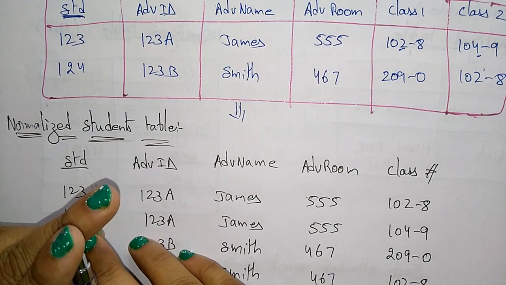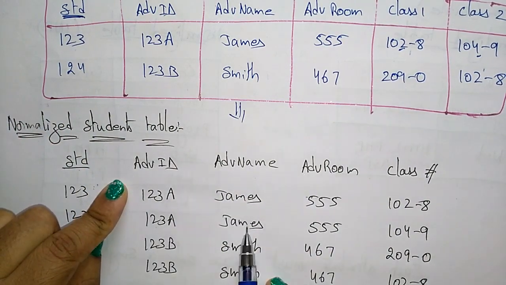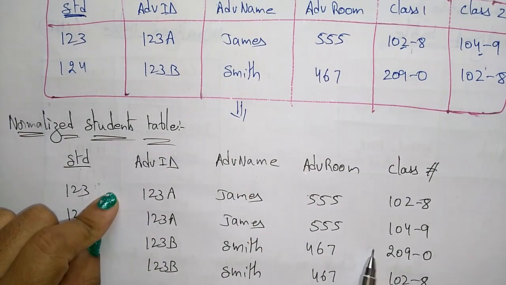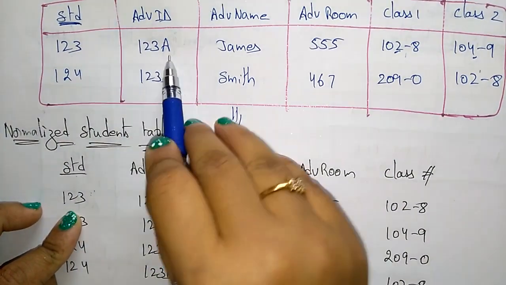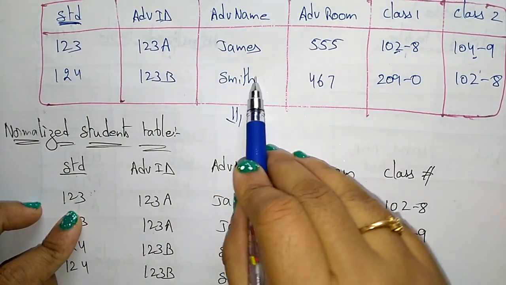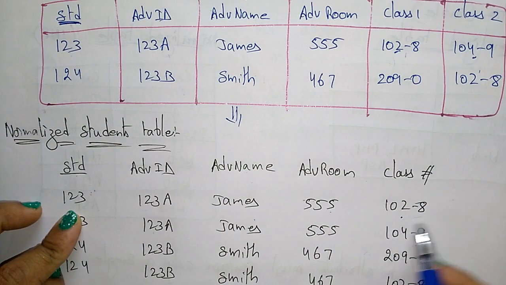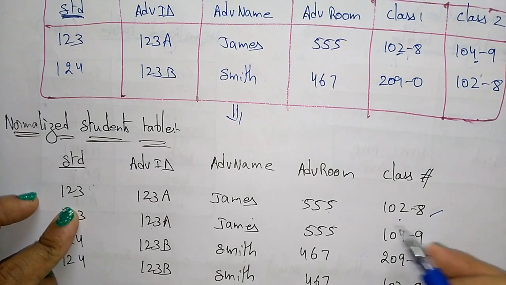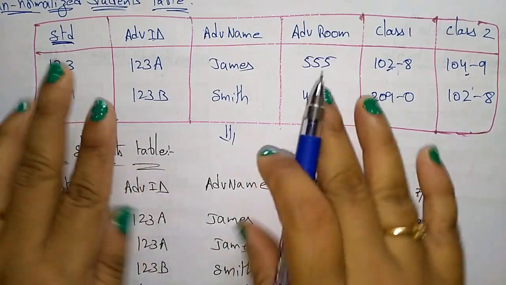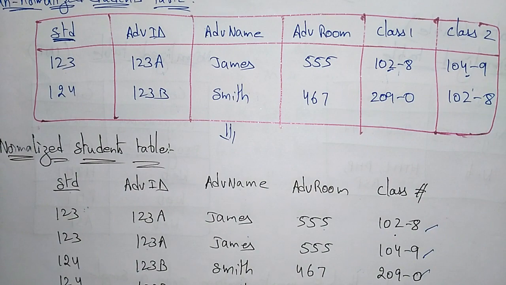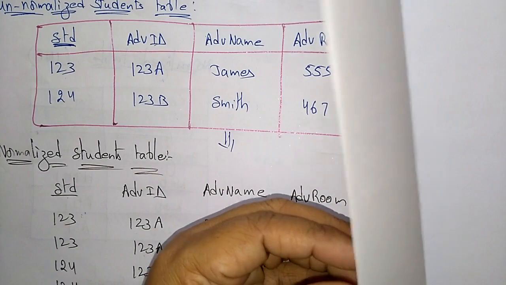At the same time, all the values should be atomic. So these are the atomics. No multiple values are allowed in each attribute. So here we have the ID 1, 2, 3, and his name, room, and this is class 1 information, and this is class 2, and again class 1 and class 2. So this table is converted into a normalized table using first normal form, 1NF.